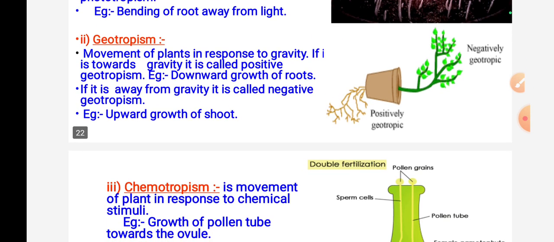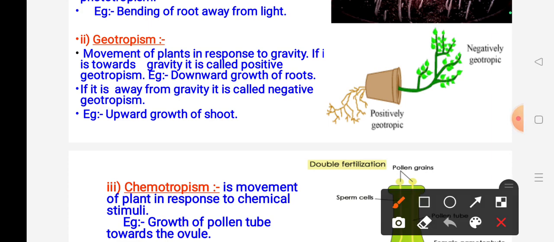The next, geotropism, is the movement of a plant in response to gravity. If it is towards gravity, it is called positive geotropism, for example downward growth of roots. If it is away from gravity, it is called negative geotropism, for example upward growth of the shoot system. See here, the plant's shoot system is growing against gravity, that's why it is negatively geotropic. The roots grow towards the earth, that's why they are positively geotropic.